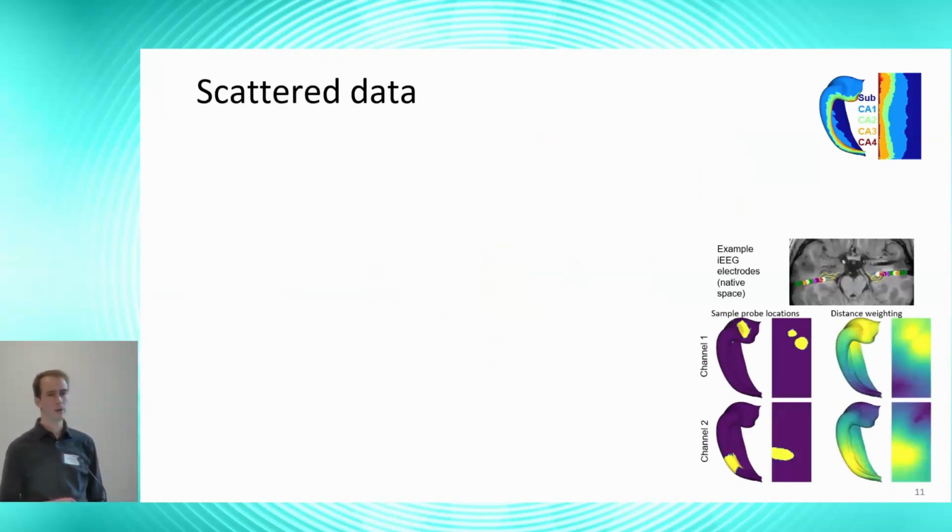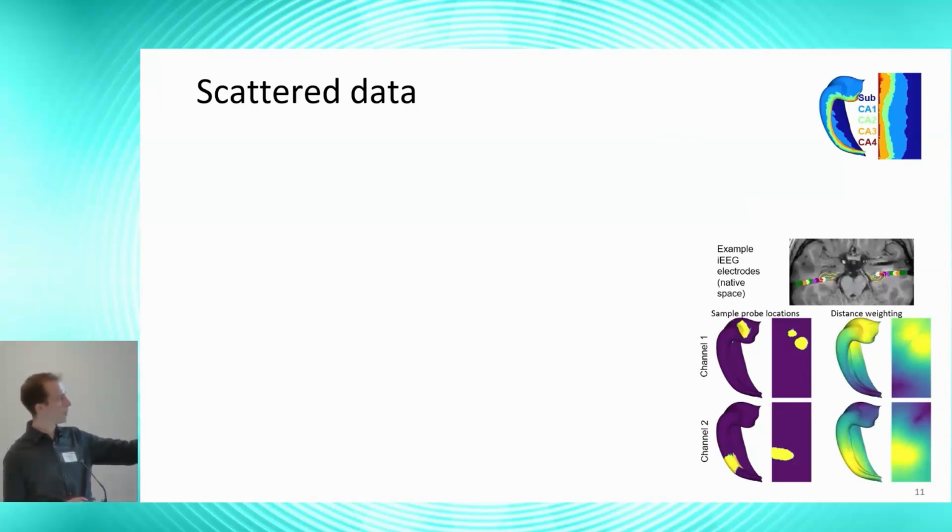Some of the other cool things you can do is you don't necessarily need to use image data. You could actually use scattered data. For example, what you would get from intracranial EEG recordings, where you just have a few contacts placed somewhere in the hippocampus. And then we use a registered MRI image to derive a subject-specific hippocampal surface. And then we look at where those contacts intersect the hippocampal surface.